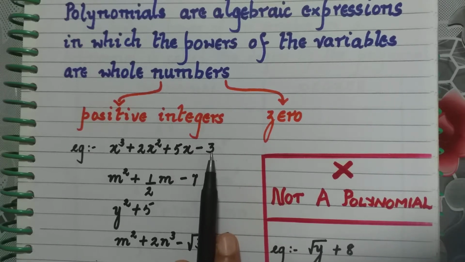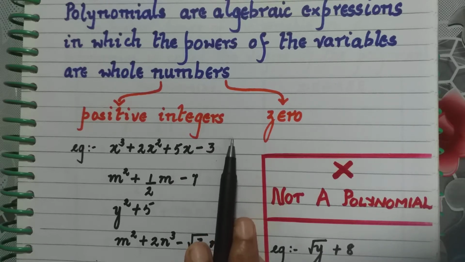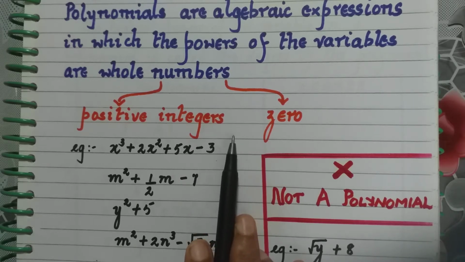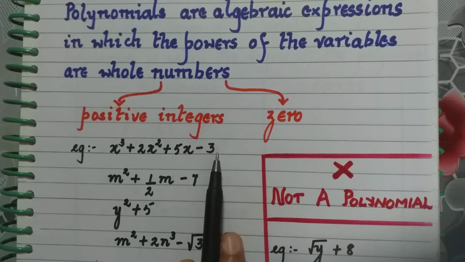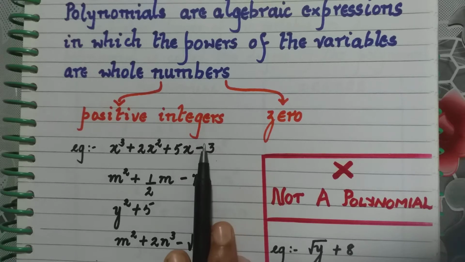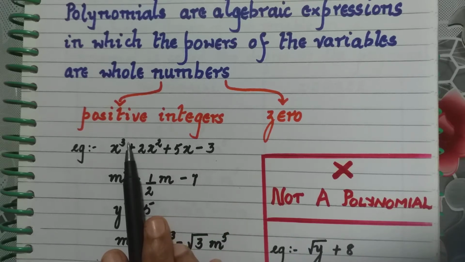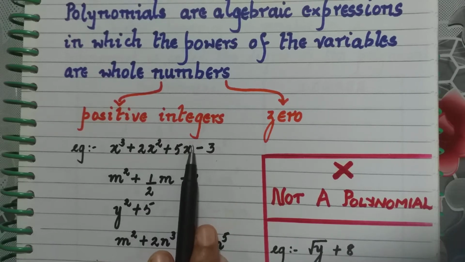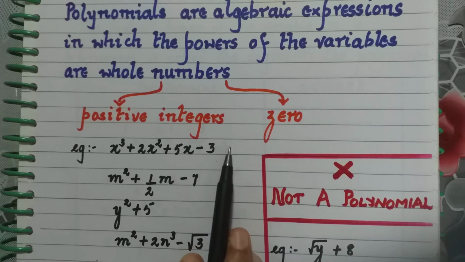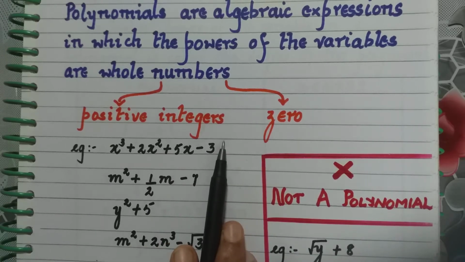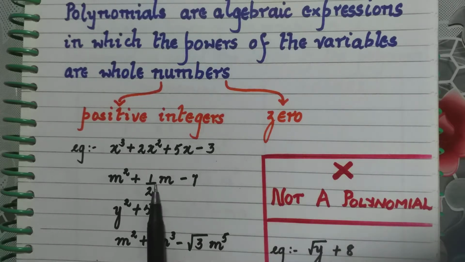It means that it is minus 3 into x raised to 0. Now why am I saying x raised to 0? Because x raised to 0 is 1 and minus 3 into 1 is minus 3. So how are the powers written then? 3, 2, 1, and here it is x raised to 0. So 3, 2, 1 and 0. Going to the next example.